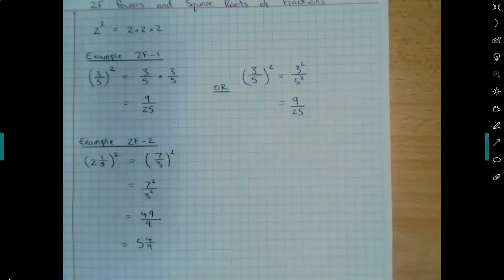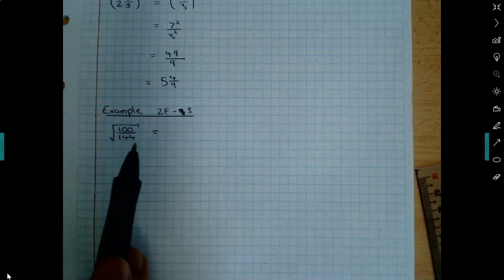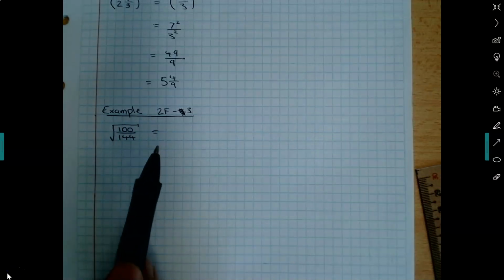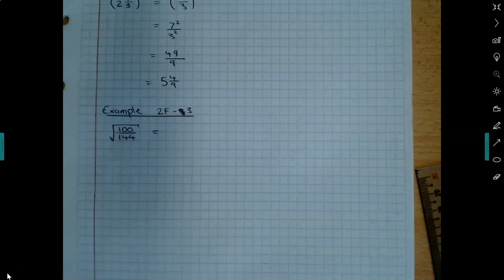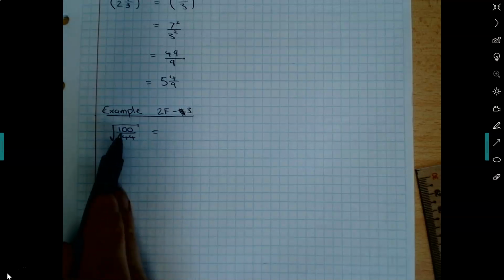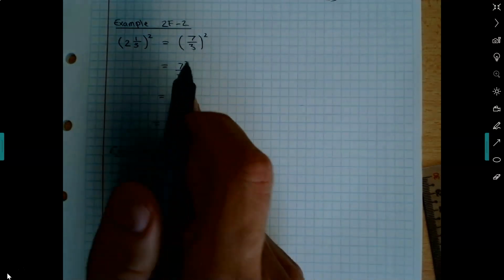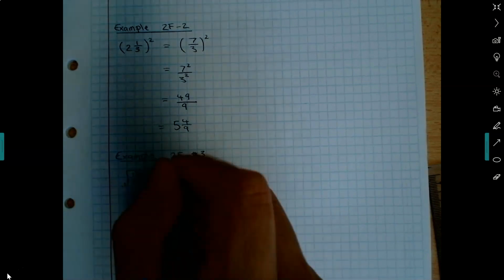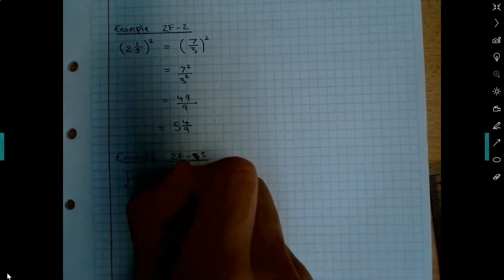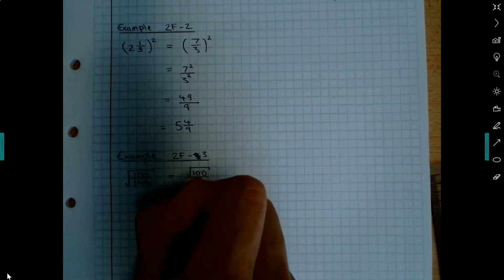I like improper fractions. So in this example, rather than squaring numbers, we're going to take a square root. You'll notice this square root goes over both the numerator and the denominator. So like in the example where we squared an entire fraction, we made the top number squared and the bottom number squared, we do the same thing. This can be written as the square root of 100 over the square root of 144.